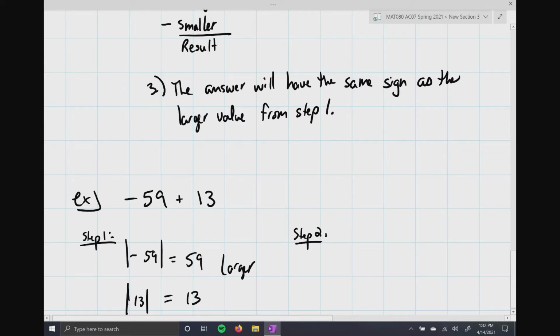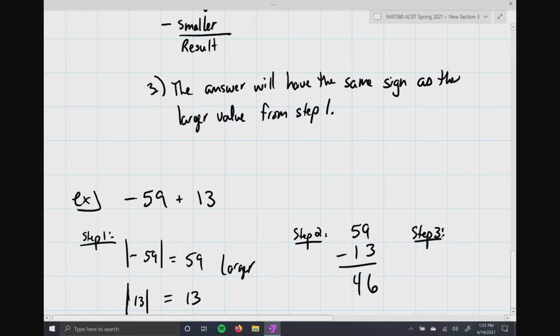All right, now here's step two. Step two, I'm going to take 59 minus 13. Okay, 59 minus 13. And we just subtract. 9 minus 3 is 6. 5 minus 1 is 4.